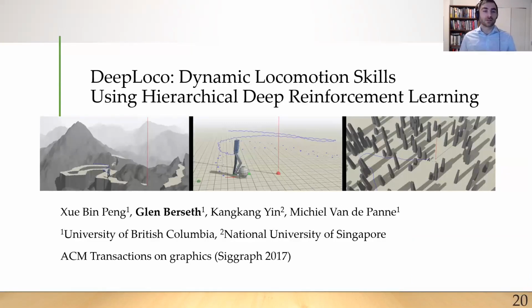So I'm going to start by talking about a project on hierarchical reinforcement learning. This is called DeepLoco, Dynamic Locomotion Skills Using Hierarchical Deep Reinforcement Learning. And this was some great collaborative work I did during my PhD at the University of British Columbia and with some other collaborators at the National University of Singapore.